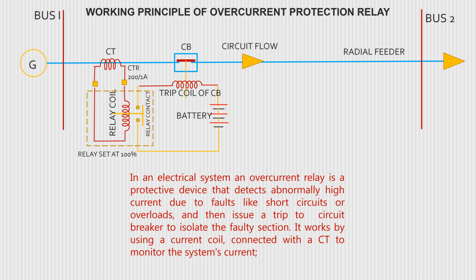In an electrical system, an overcurrent relay is a protective device that detects abnormally high current due to faults like short circuits or overloads, and then issues a trip to the circuit breaker to isolate faulty sections. It works by using a current coil connected with a CT to monitor the system current.